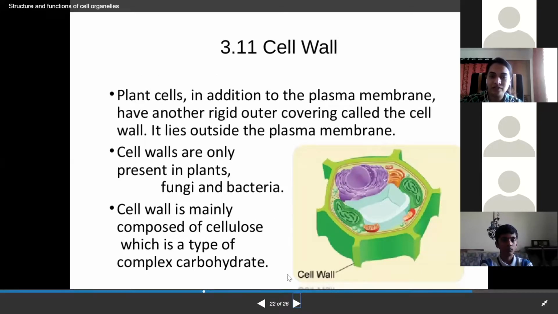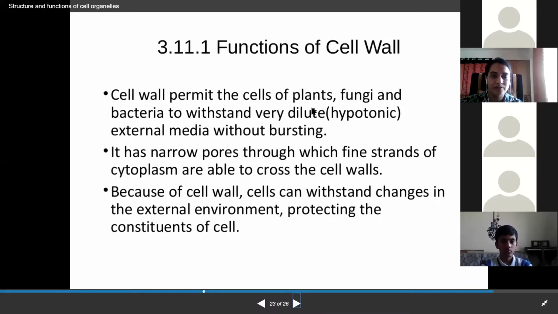Now, cell wall is a structure which is present in plant cells, and it is made up of cellulose. What you need to remember is it is concerned with protection of the cell, and unlike the plasma membrane, it is not selectively permeable. It is composed of a substance called cellulose, which is a complex carbohydrate. We are familiar with this, isn't it? It has pores through which fine strands of cytoplasm are able to cross the cell wall, and basically it is for protecting from the external environment.